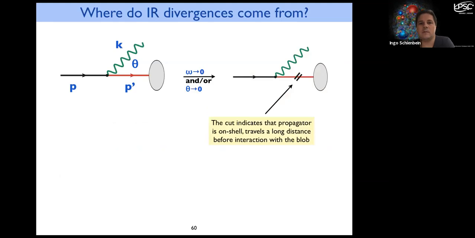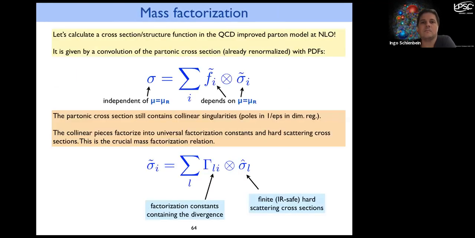Okay, so that's where the divergences come from. So the mass factorization is just a technical procedure to get the hard scattering cross section from the partonic cross section sigma tilde, which you calculate here. The sigma tilde has already been renormalized, so it's already depending on mu r, but there are still the collinear divergences in.